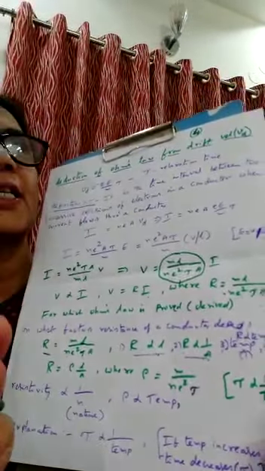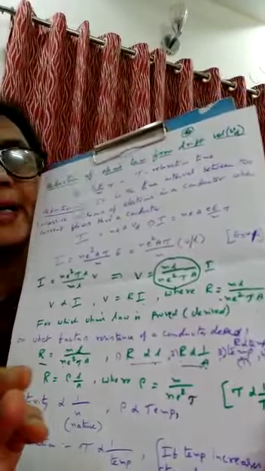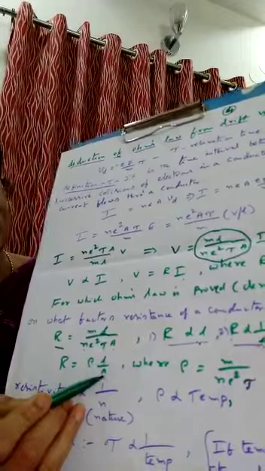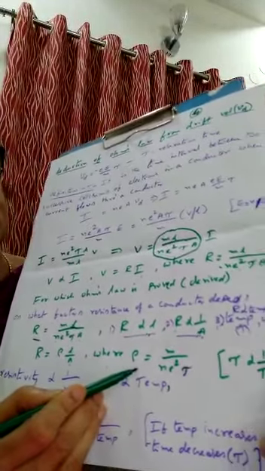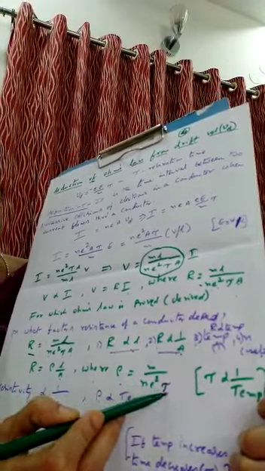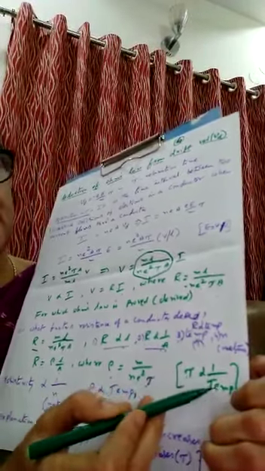There are 4 factors on which the resistance depends, out of which 2 depend on dimensions, and the other 2 are temperature and nature of the material. So the 2 dimensions add up, and we get R is equal to rho L by A, where rho is the resistivity of the conductor, and its value is m upon Ne square tau. That is, tau is inversely proportional to temperature. How? We would like to discuss.